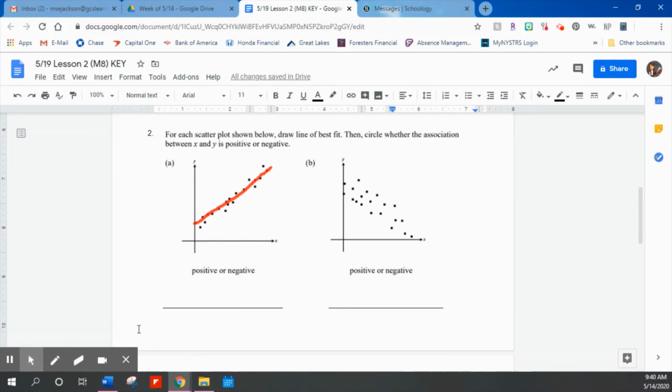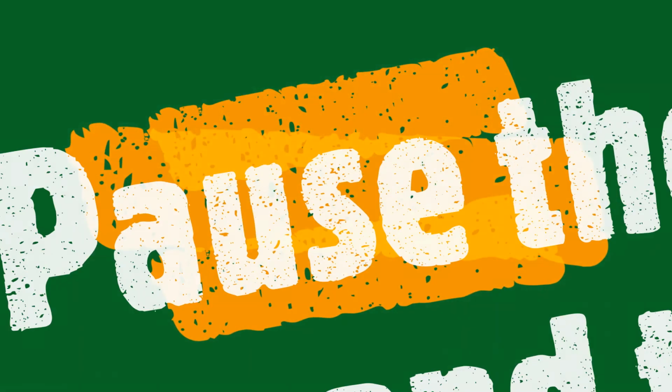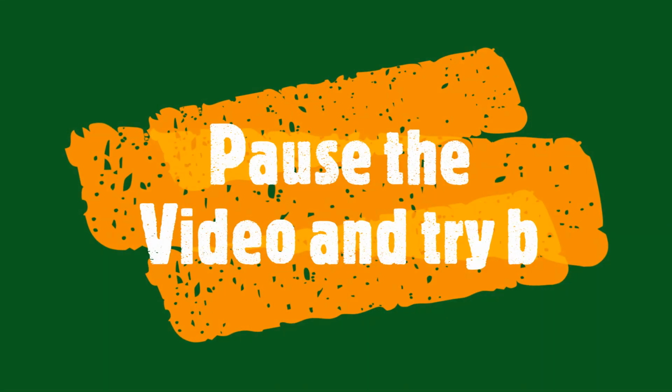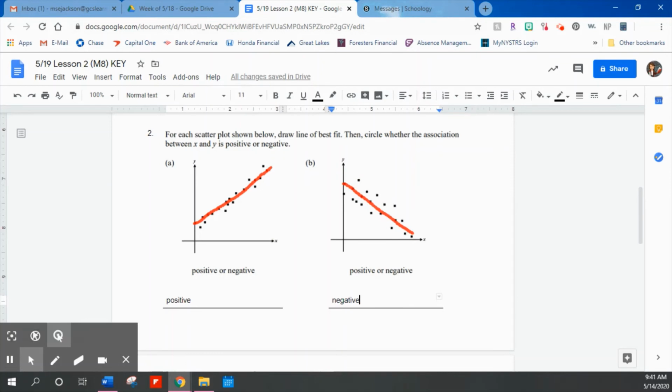Remember, if we are talking about a line, we're talking about equations of lines. So an equation of a line is y equals mx plus b, where m is the slope and b is the y-intercept. Just reminding you about that because we're going to get to that in tomorrow's lesson. All right, so this right here, reading from left to right, is going up a hill. So it is a positive relationship. Okay, pause the video and give letter B a try. All right, check your work with my work.